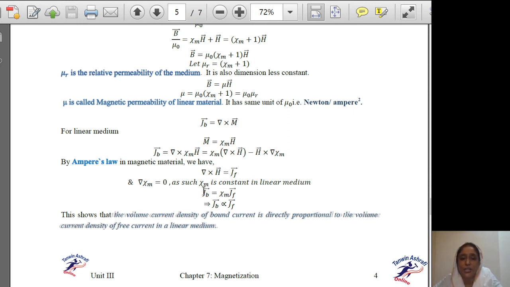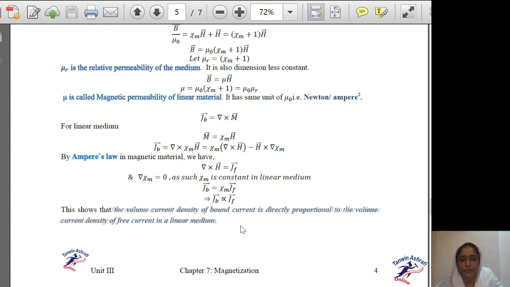That means Jb, the bound current density, is directly proportional to Jf, and that proportionality sign is replaced by a constant chi m. This shows that the volume current density of a bound current is directly proportional to the volume current density of a free current in a linear medium.